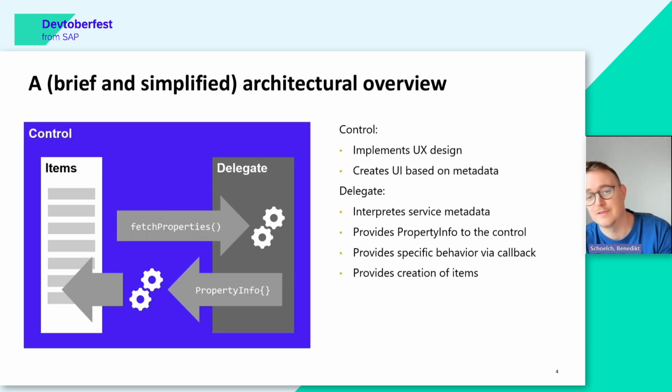The control requests via fetch properties, and the delegate reads the service metadata, translates it into property info, and returns it back to the control, where the control will take the metadata and create items based on the property info. So specific item creation is also implemented in the delegate. This means you can choose for which kind of metadata which control should later be displayed on the UI.